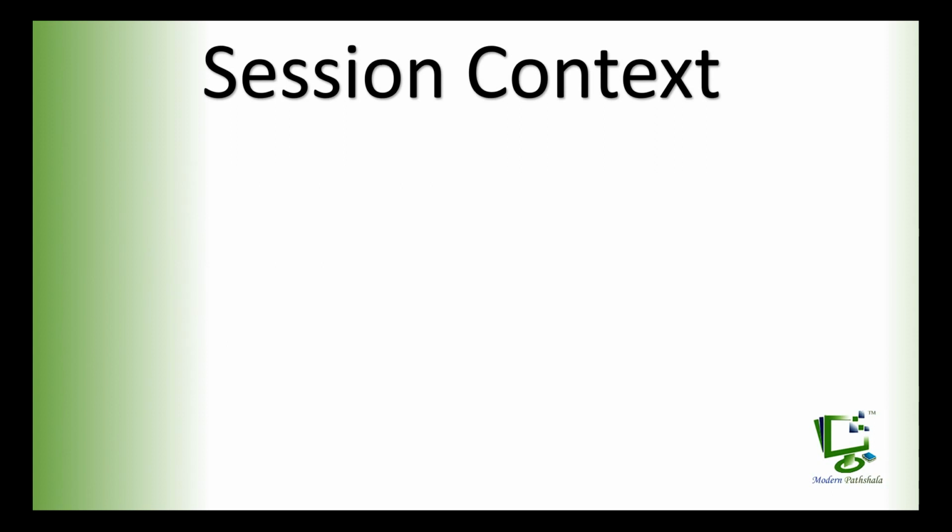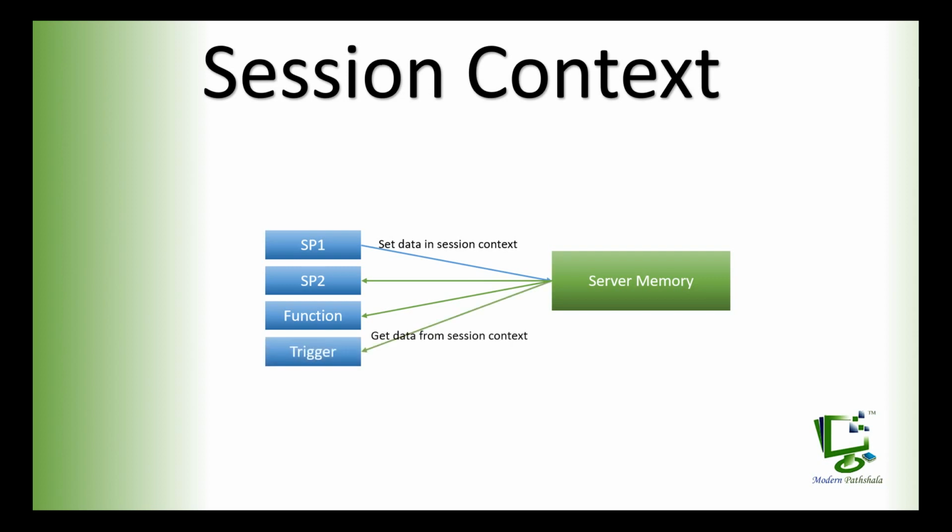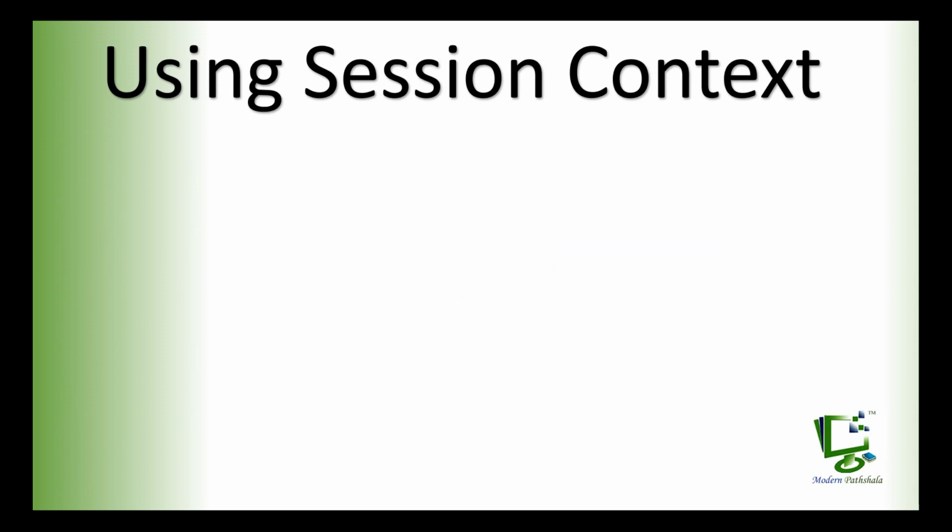Let's consider an example. Suppose we have stored some data inside the session context inside stored procedure 1, then that data will be stored in the server memory, and that memory will be referred to by a key. We can later use the same session context inside another stored procedure, inside a function and inside a trigger. Session context data will be accessed within the same SQL connection. So let's see how we can use session context.